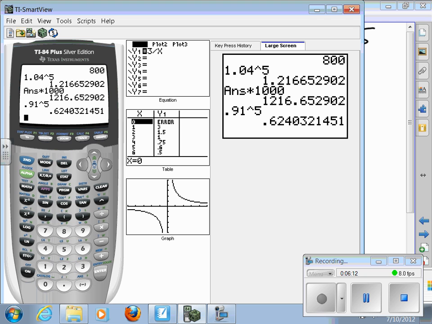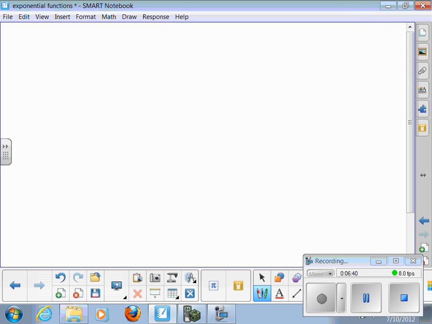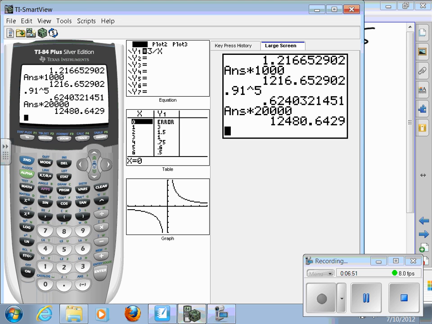So it's only worth 91% as much as it was each year for 5 years. So that says it will be 62% of the value, 0.62. So we multiply that by the original value, 20,000. Then it should be worth $12,480.64. Check our calculator, 64 cents.